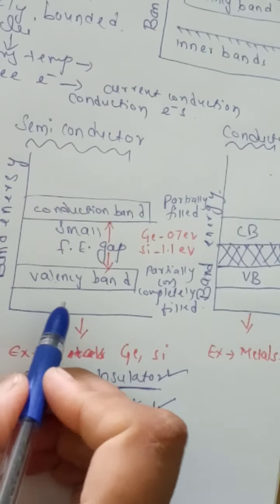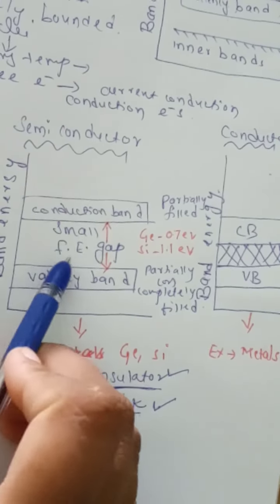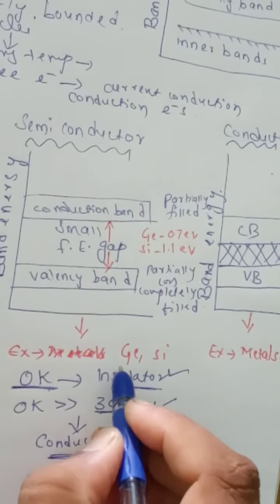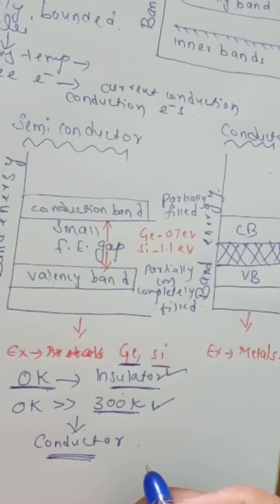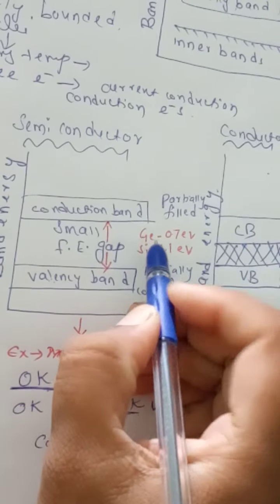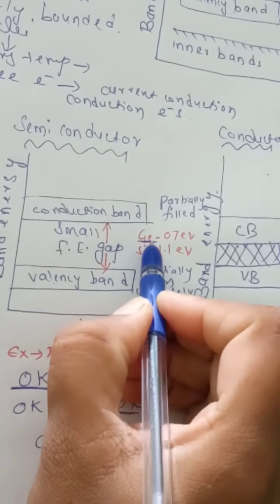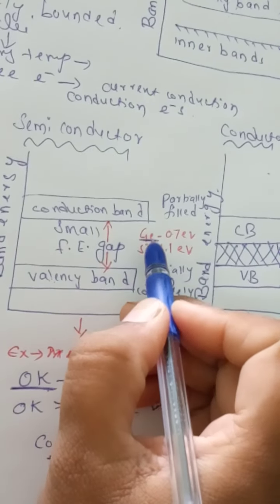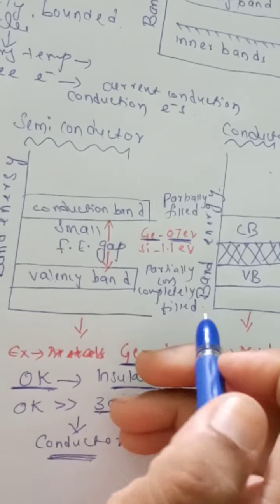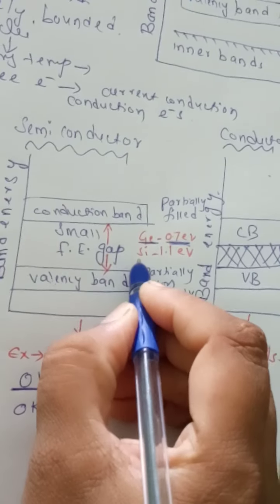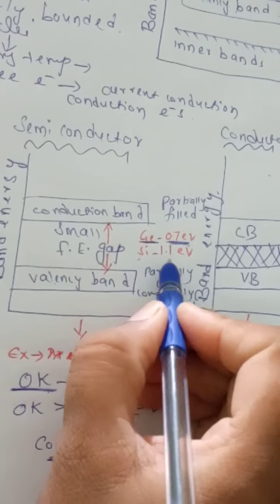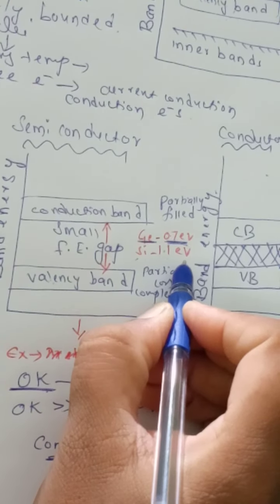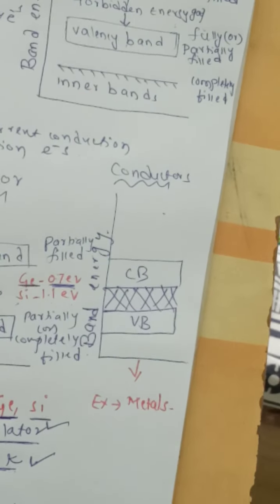And in such semiconductors, we will have a small energy gap. The examples of semiconductors are germanium and silicon. In the case of germanium, the forbidden energy gap is 0.7 electron volts. For silicon, the forbidden energy gap is 1.1 electron volt.